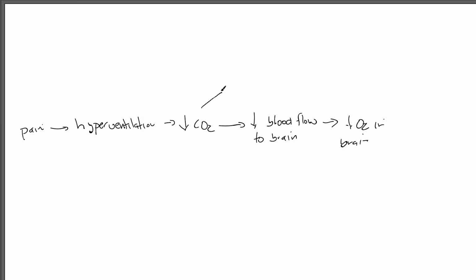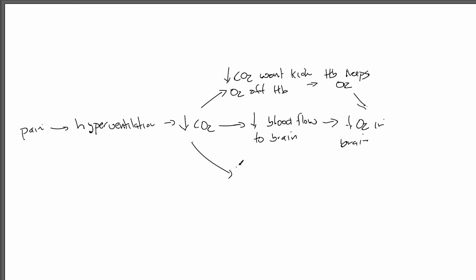Now also because of the Haldane effect, less CO2 won't kick oxygen off. So hemoglobin keeps O2, and that's going to lead to decreased oxygen in the brain. Also, one of the things that kicks oxygen off of hemoglobin is acid, but when you decrease your CO2, you're going to decrease your acid, and so hemoglobin keeps O2. And so all three of these are going to cause decreased oxygen.